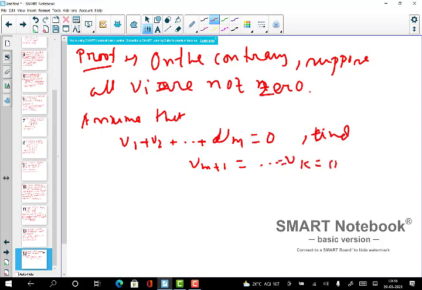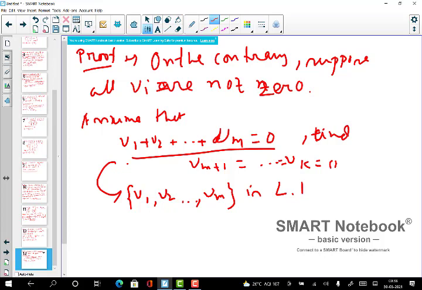Now if the first m of those are non-zero, what happens? That tells you that the vectors v1, v2, ..., vm with this sum equal to 0 form a linearly dependent set over F. But this is a contradiction, because each vi is an eigenvector corresponding to distinct eigenvalues, right? They must be linearly independent, right? So this is a contradiction.